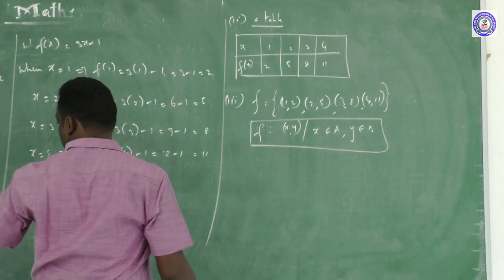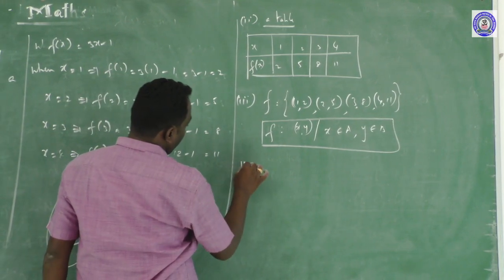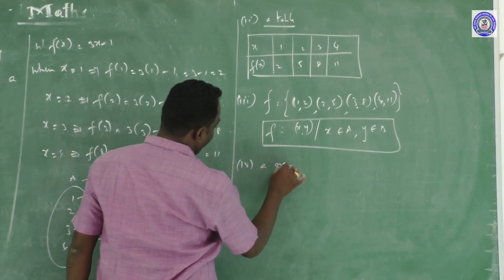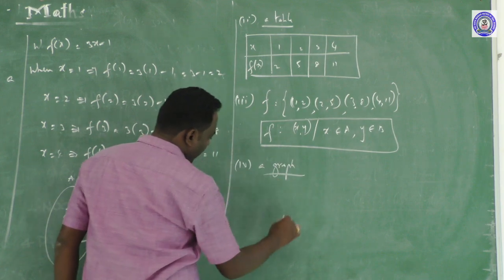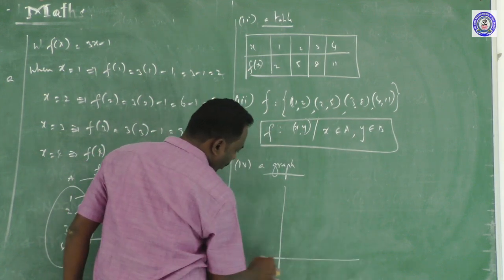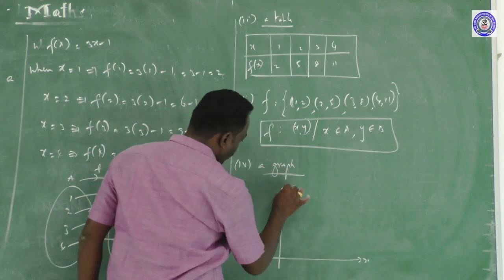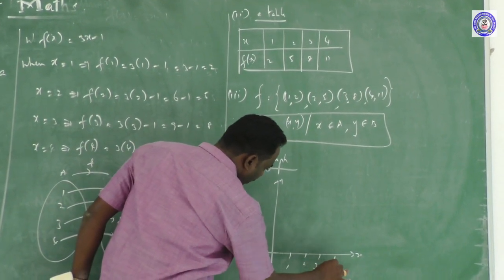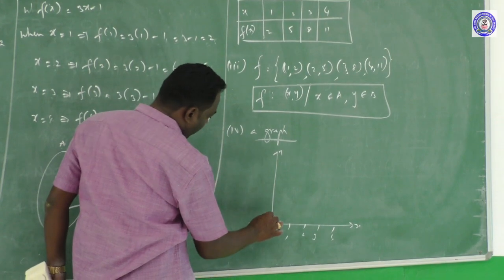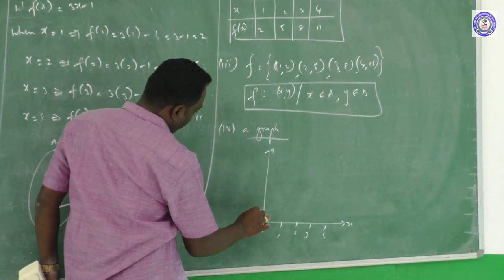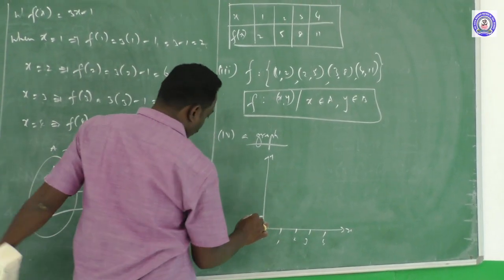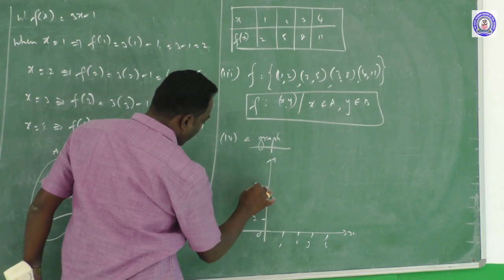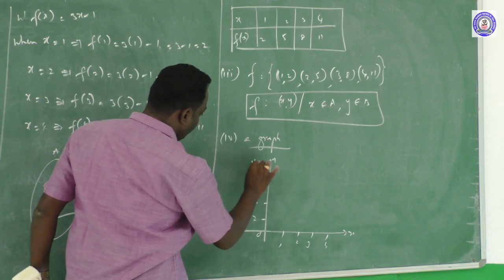Now the last one, we want to represent the graph. So last, we can represent the graph. Take the x-axis and y-axis, x and y. Then 0, 1, 2, 3, 4. Now, what are the elements in the codomain? 2, 5, 8, 11 and 14.